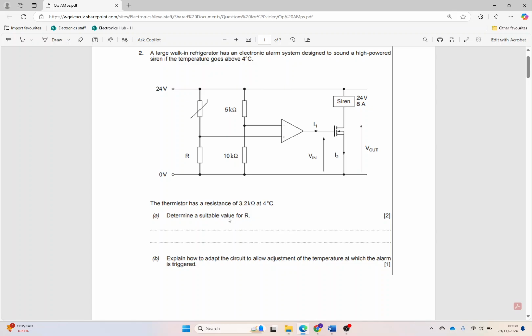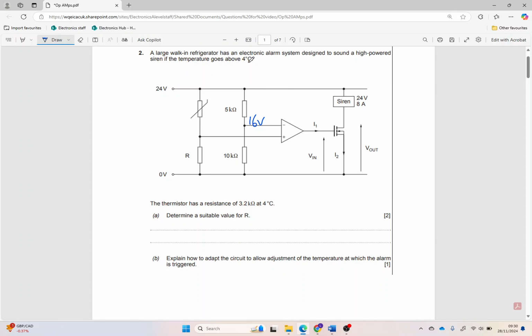So the first thing that we want to do is work out the voltage we have on the inverting terminal, and that's just a voltage divider. So here we've got 16 volts. Okay, so at the moment we're going to get a positive output here.